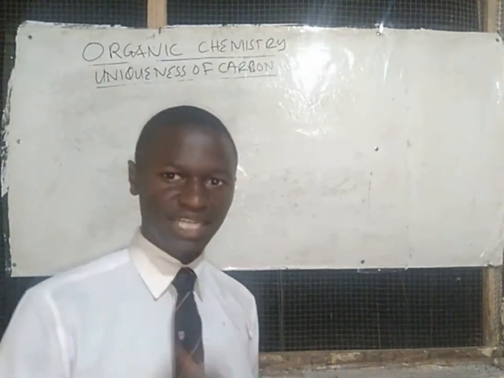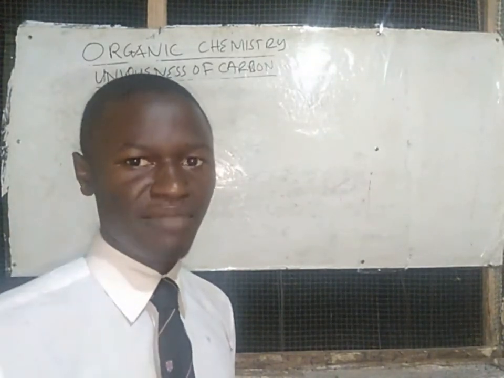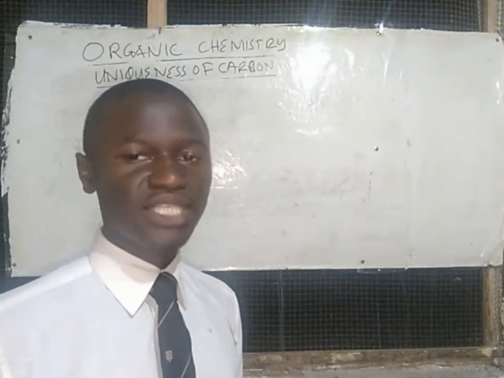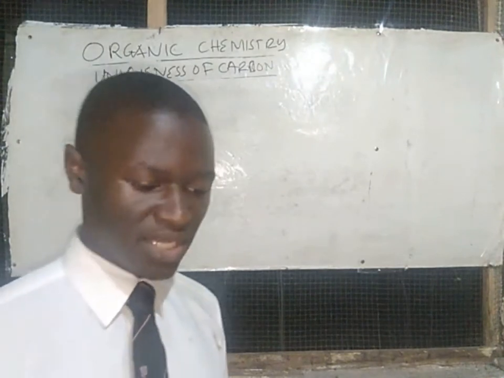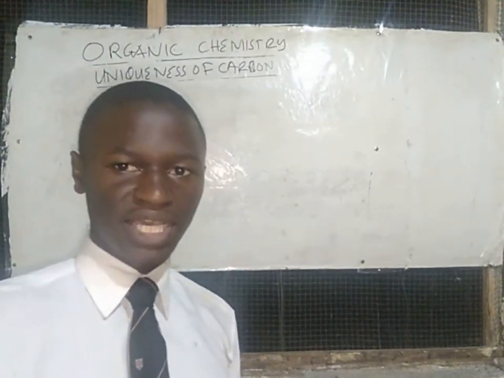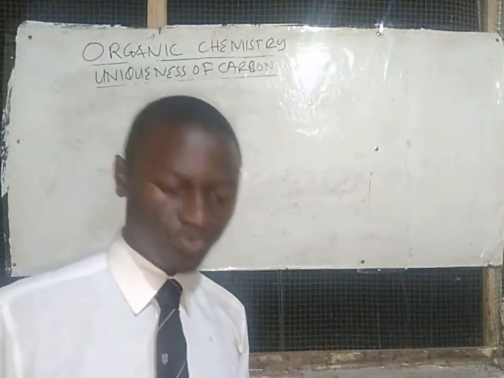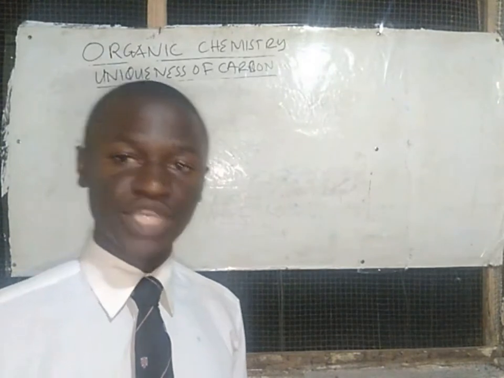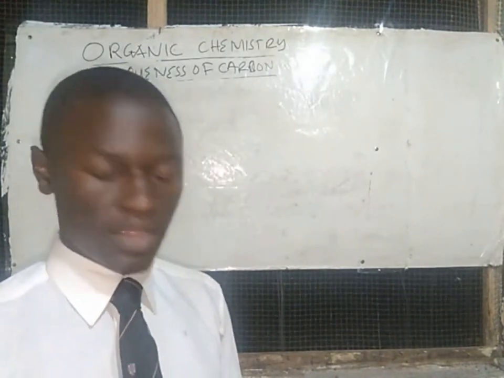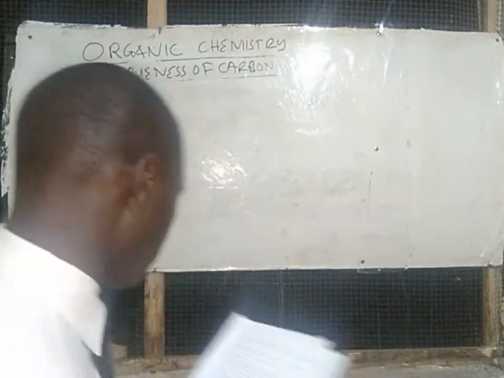Now, what is the secret of carbon? Why is carbon able to form a vast number of compounds? Why is this impossible with other elements? That's what we want to discuss in this session. So carbon has this unique property of forming so many compounds because of the reasons explained below. Now our first reason here is the ability of forming multiple bonds.